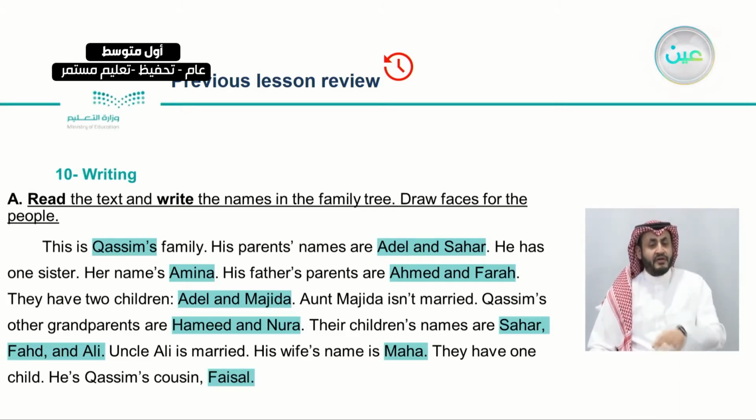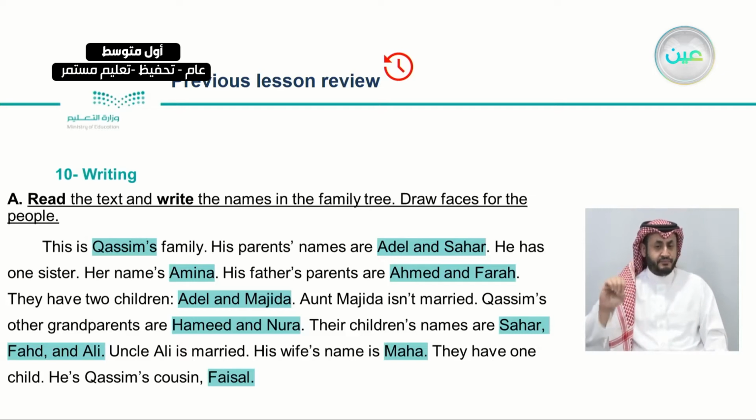They have 2 children, Adil and Majida. Aunt Majida isn't married. Qasim's other grandparents are Hamid and Noura. Their children's names are Sahar, Fahad and Ali. Uncle Ali is married, his wife's name is Maha. They have 1 child, he's Qasim's cousin Faisal.